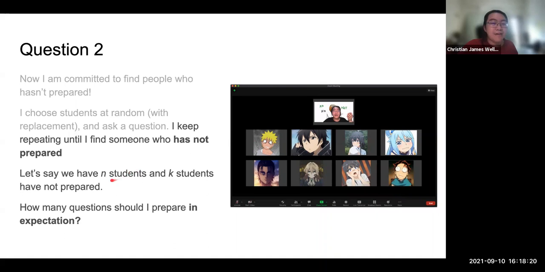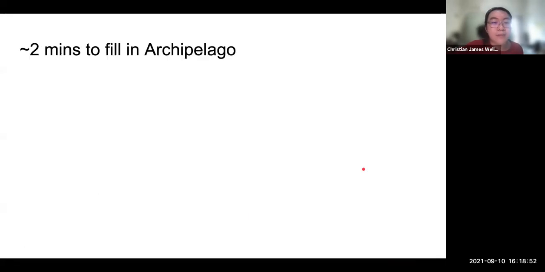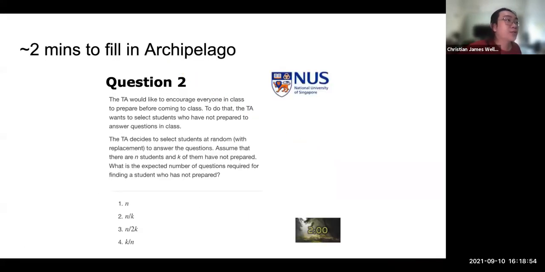Okay, so let's say we have N students in total, and K students have not prepared. In expectation, how many questions do I need to ask before I find the first student who has not prepared? For example, let's say these 3 people have not prepared. I want to identify one of them, and I keep trying from all these 8 people until I find one of them. Okay, hopefully the question context is simple enough. So I'll give you a bit of time to fill in the answer. Hopefully you know what concept to apply, then try to do the math.